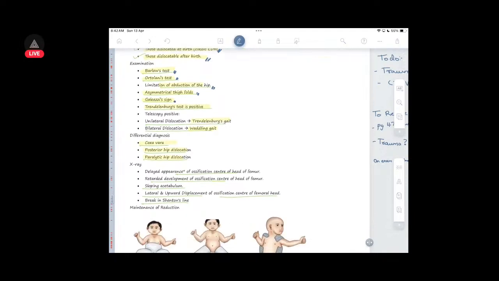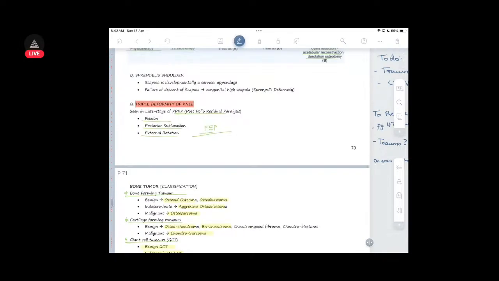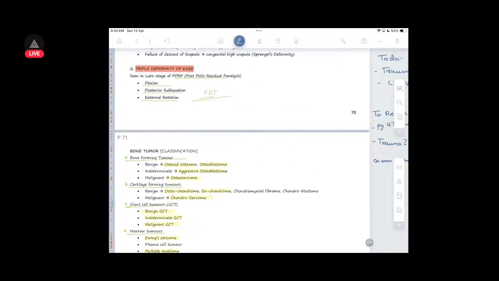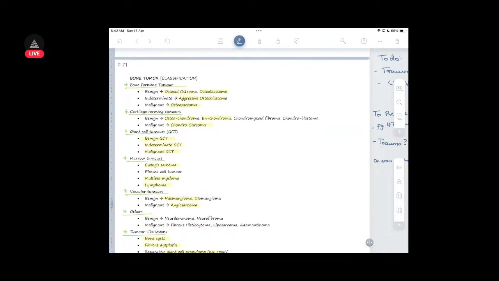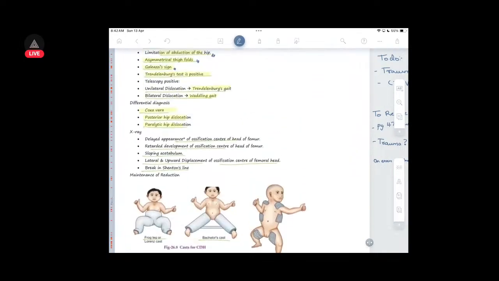Galeazzi's test. Do we have? Oh my god, they don't talk about these tests. Fine. It's very important to learn them.